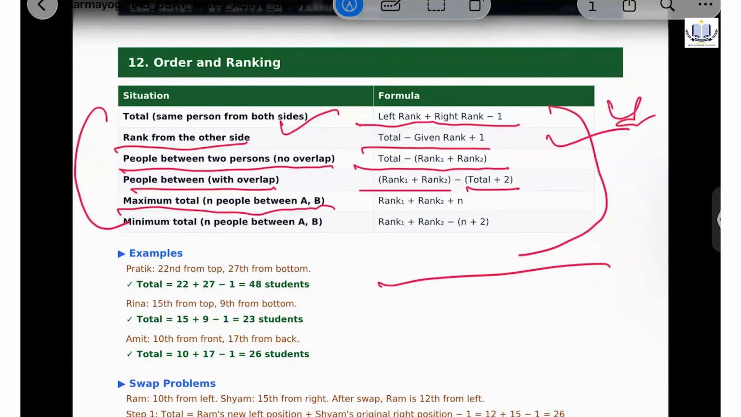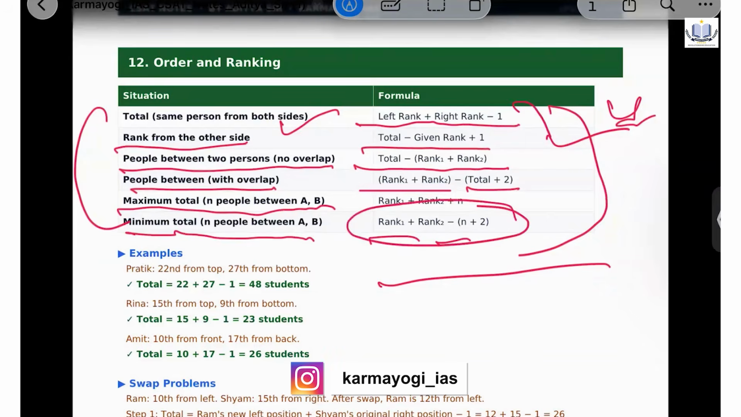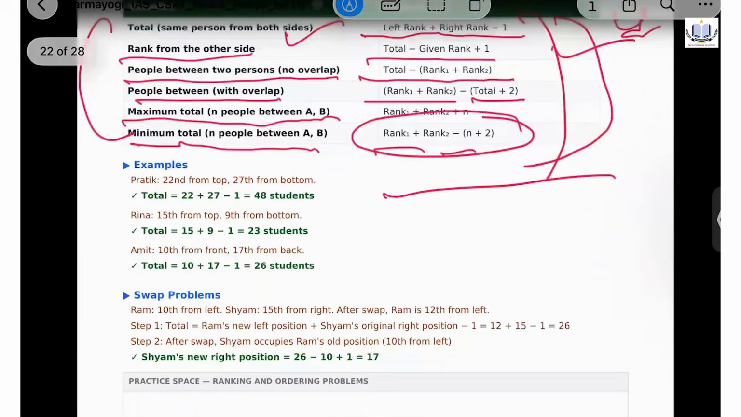Maximum total के लिए n people between A and B, rank 1 plus rank 2 plus n. Minimum total n people between A and B, rank 1 plus rank 2 minus n plus 2. ये formulas है that you have to apply. These are the sufficient formulas. Example देखते हैं.